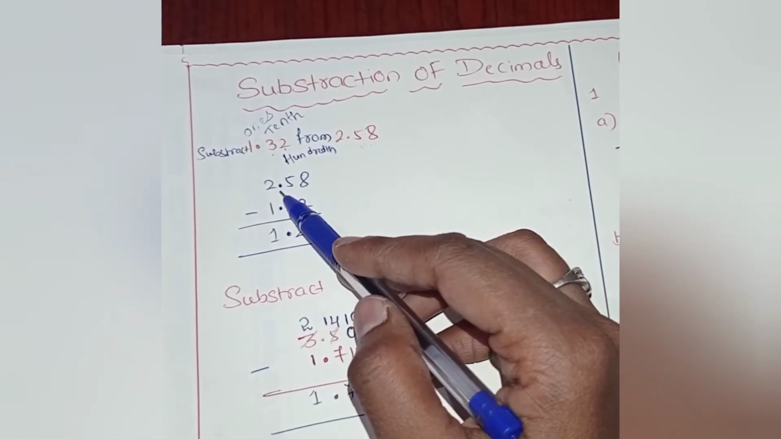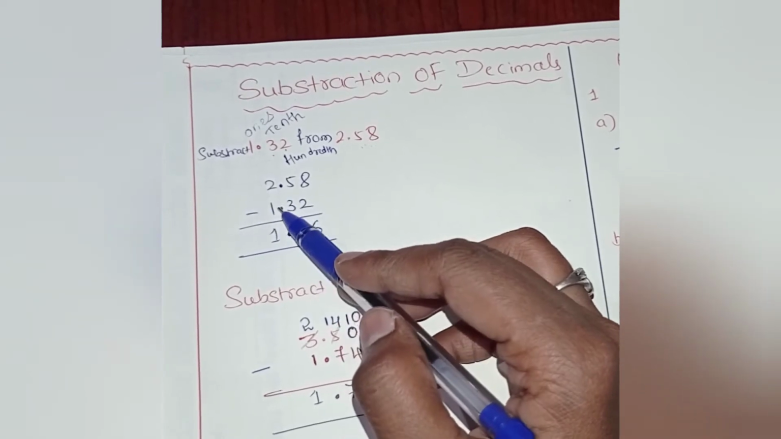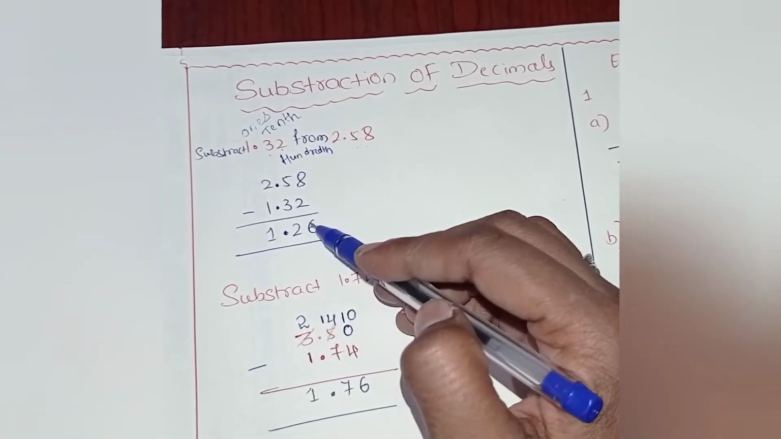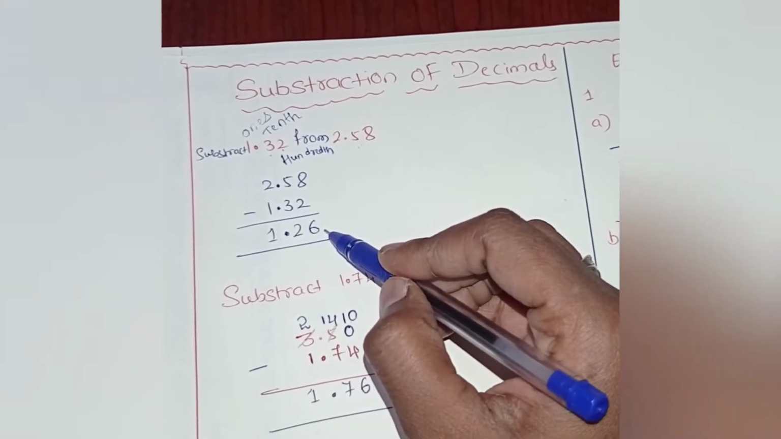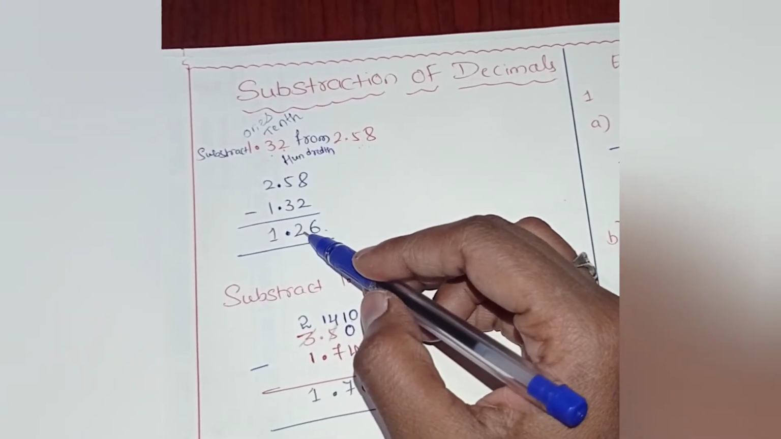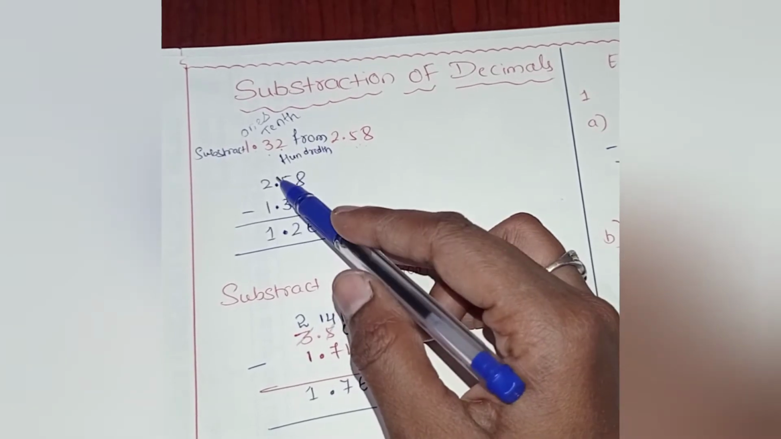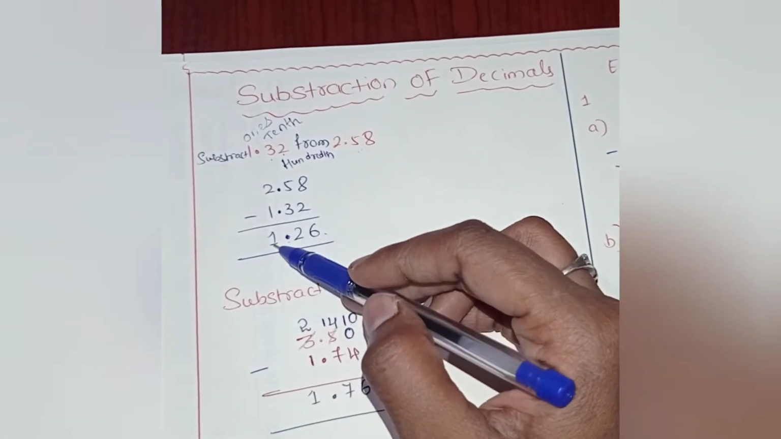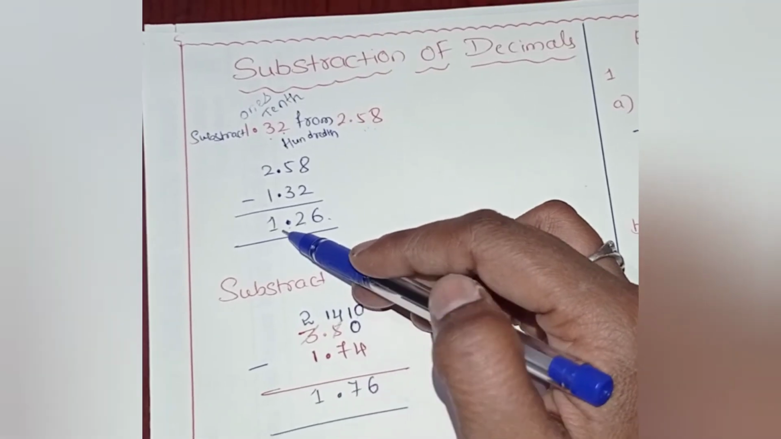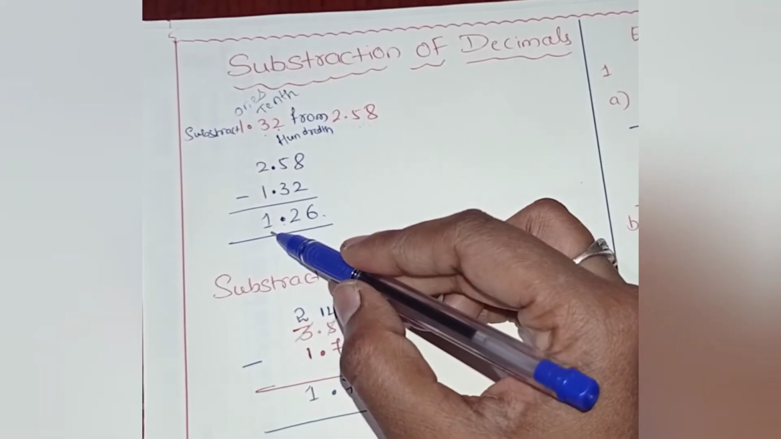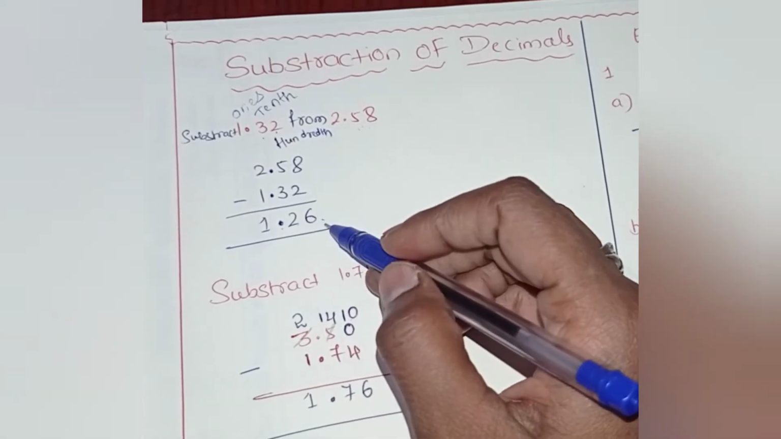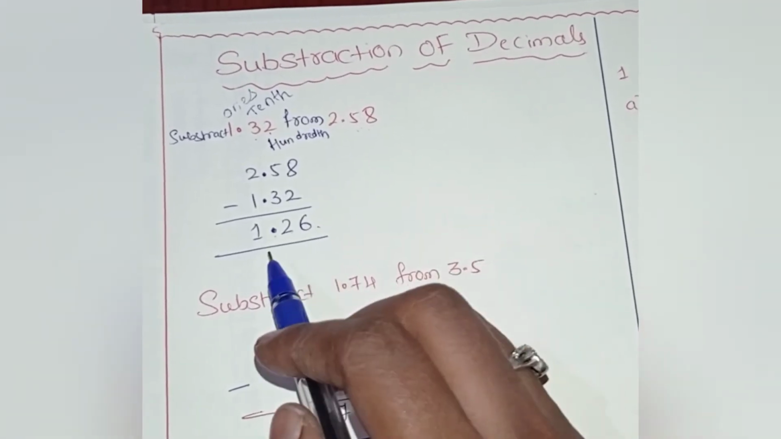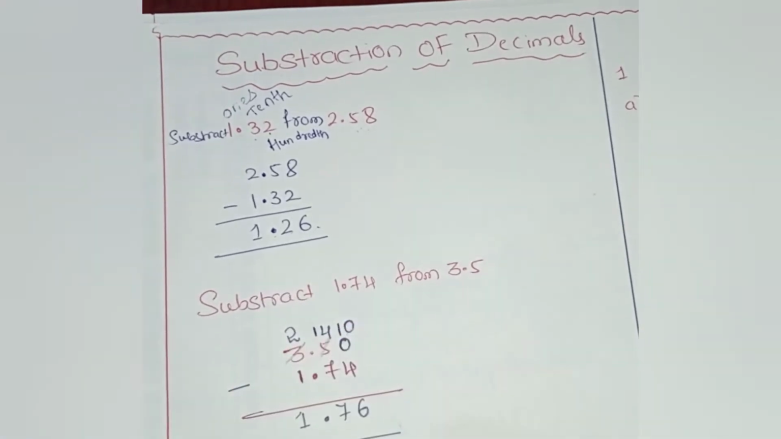So 2.58 minus 1.32. 8 minus 2 will be equal to 6. 5 minus 3 will be equal to 2. Decimal point as it is, and 2 minus 1 will be equal to 1. Right? So what is the total number? 1.26. Okay, this is how we subtract. Now let's move to the second question.